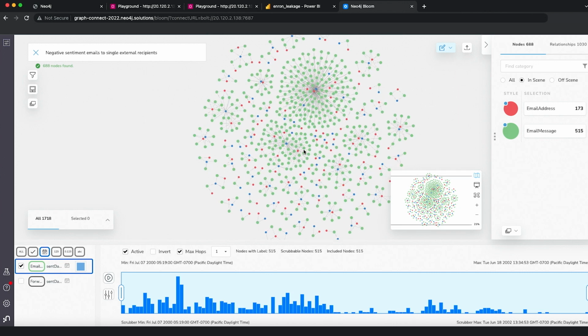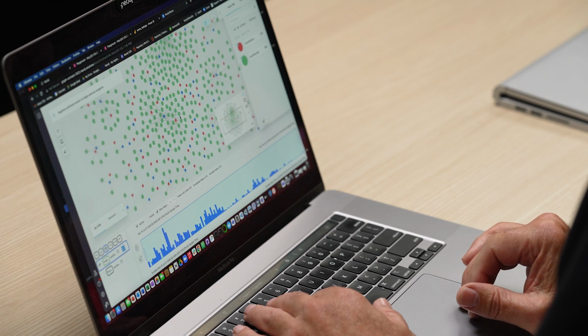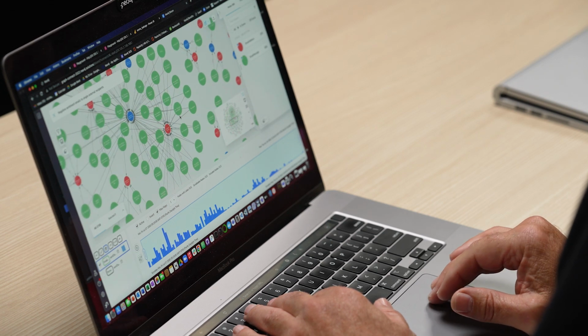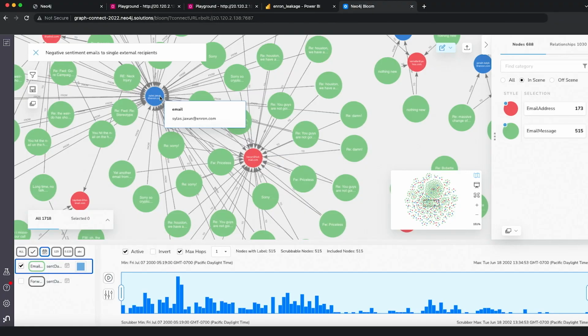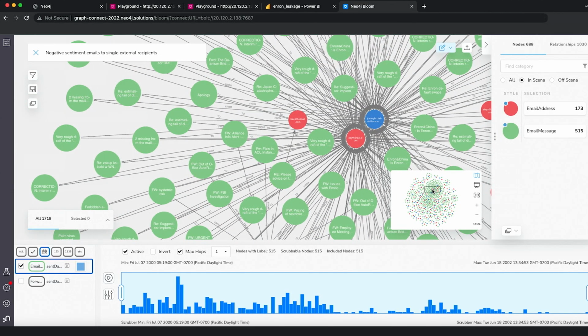Okay, so the data is rendered here, and we can zoom into this graph, and what you'll see is that we've got red nodes and blue nodes. The blue nodes here represent the internal Enron email addresses, and the red nodes represent email addresses that are external. And remember, all of these individuals have sent some communication that has a negative sentiment to a single external email address.